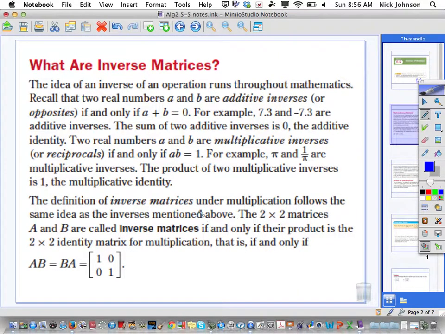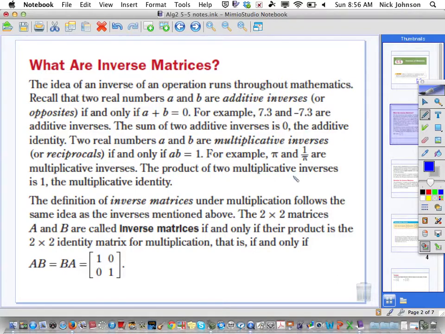What are inverse matrices? The idea of an inverse of an operation runs throughout mathematics. Recall that two real numbers, A and B, are additive inverses, or opposites, if and only if A plus B equals 0. So for example, 7.3 and negative 7.3 are additive inverses. The sum of two additive inverses is 0, which is the additive identity. Two real numbers A and B are multiplicative inverses, or reciprocals, if and only if A times B equals 1. So for example, pi and 1 over pi are multiplicative inverses.